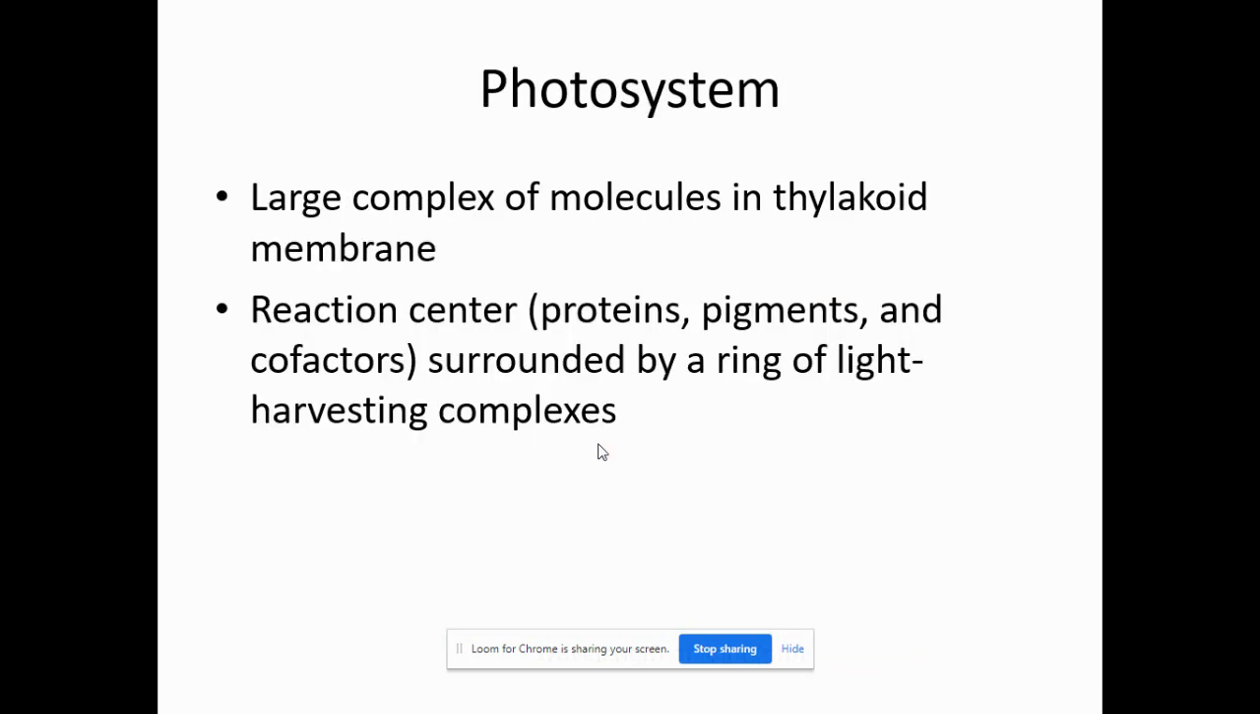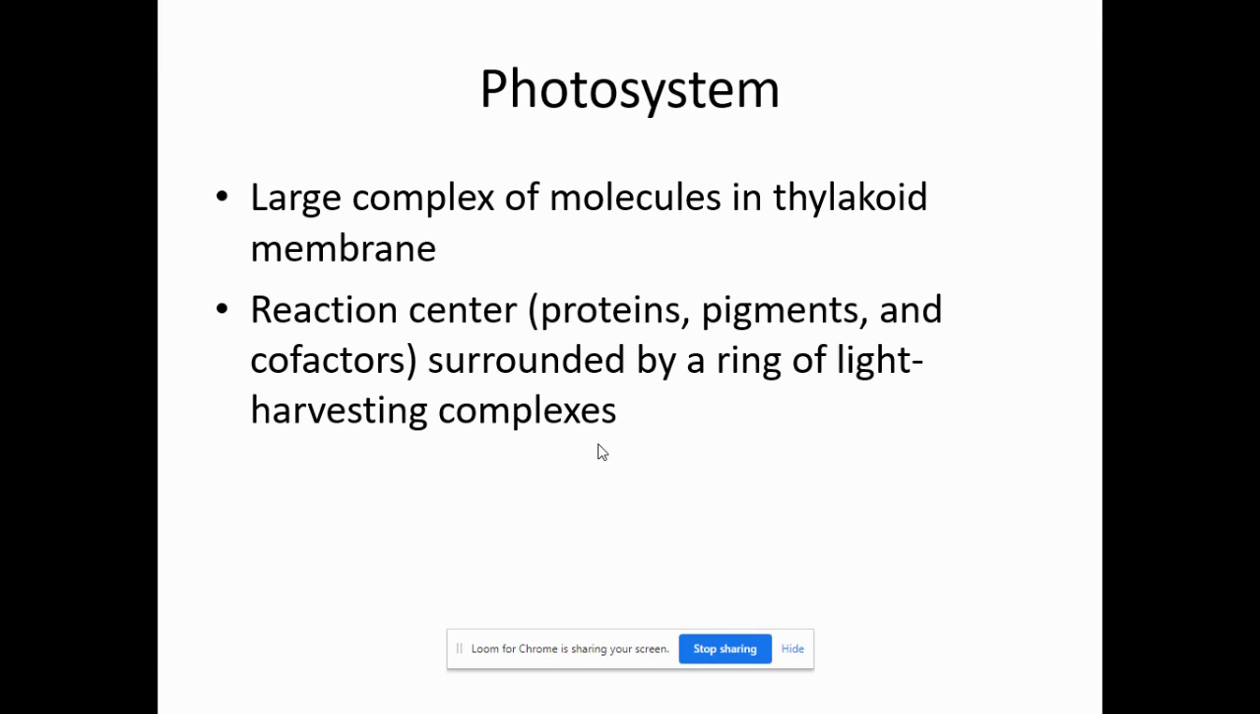Now, the light dependent reactions are the first part of photosynthesis, driven by energy from the sun. We see a collection of photosystems. So what are these photosystems? Photosystems are a large complex of molecules within the thylakoid membrane, and each photosystem has a reaction center.